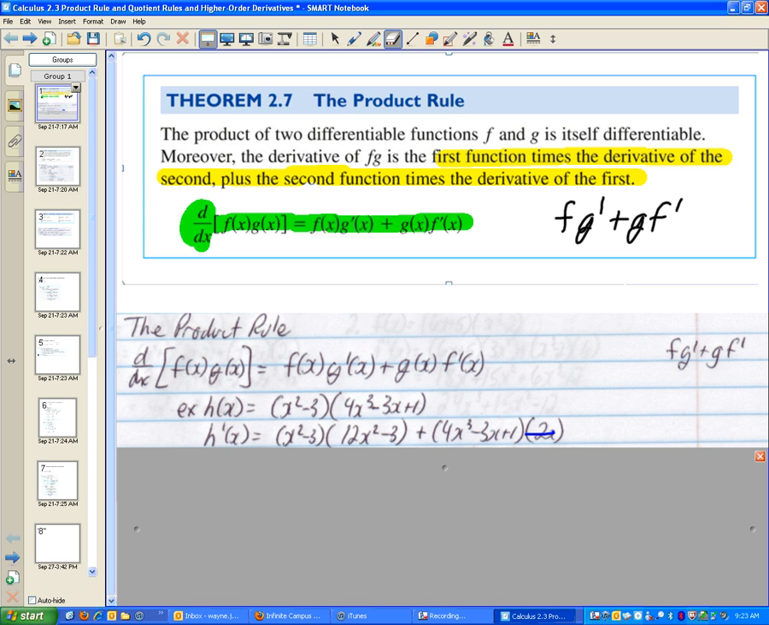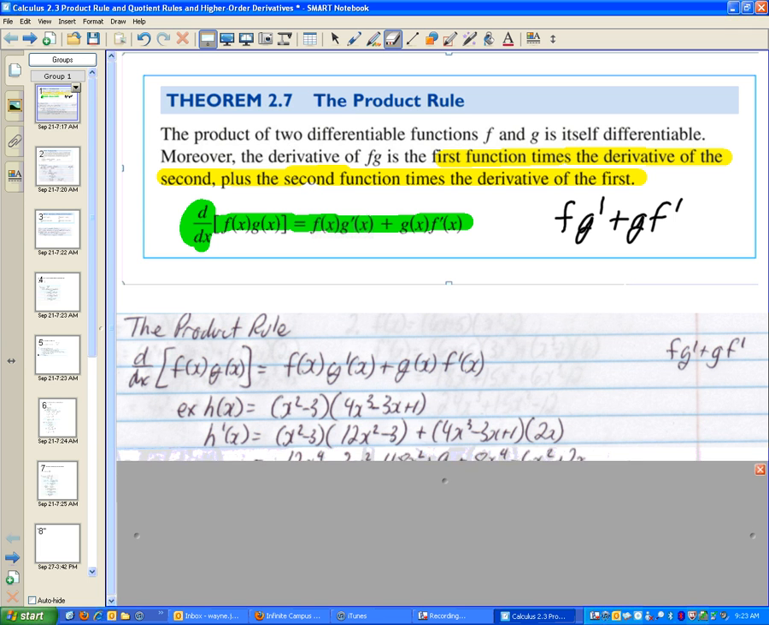times the derivative of the first function. Well, what's the derivative of x squared? 2x. What's the derivative of negative 3? 0. That's the one step of calculus. The rest is going to be simplifying. The rest is algebra. Okay, so y'all with me on using the product rule? First function times the derivative of the second plus the second function times the derivative of the first.